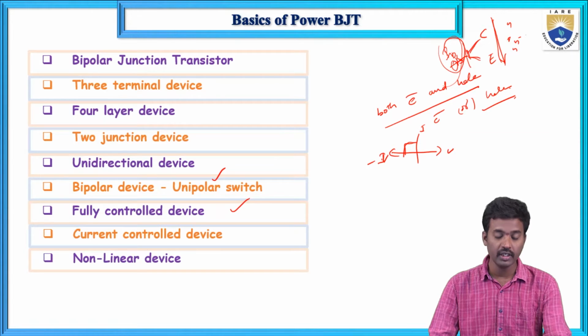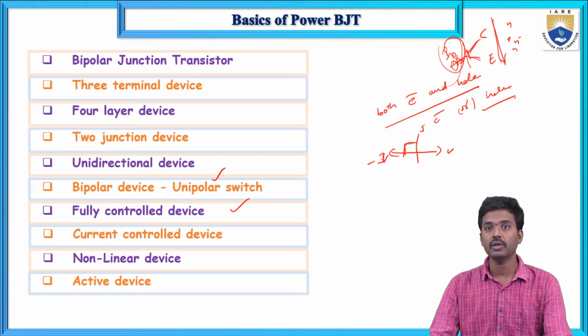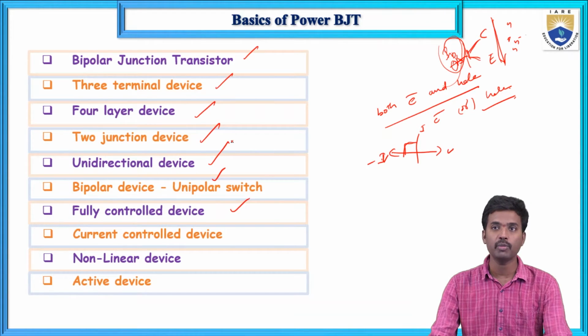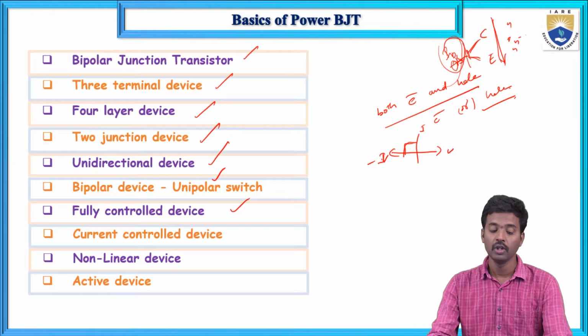And next, it is a non-linear device. The voltage current characteristics are not a straight line and do not pass through the origin. The input and output characteristics are non-linear. Because of that reason, this device is known as a non-linear device. It is also known as an active device. So power BJT: bipolar junction transistor, 3 terminals, 4 layers, 2 junctions, unidirectional, bipolar device, unipolar switch, fully controlled device, current control device, non-linear device, active device.